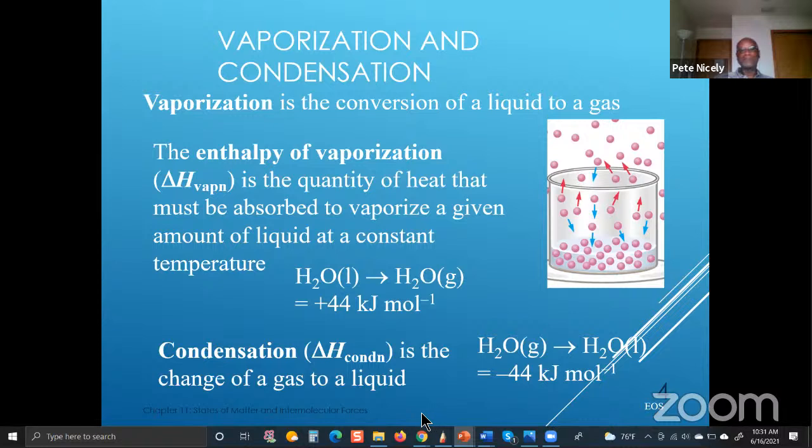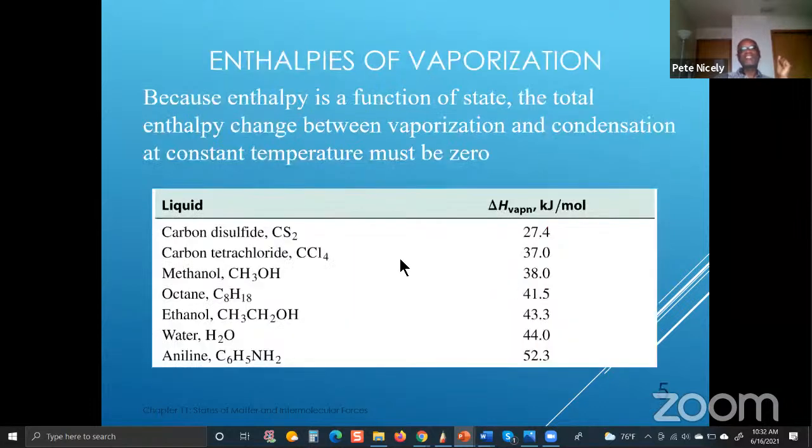And then we have the reverse of that, which is condensation, which of course corresponds to the enthalpy change when you have the gas converting to a liquid. The enthalpy for that would be, of course, negative, whatever the enthalpy of vaporization is. So for example, in the case of H2O gas converted to H2O liquid, the enthalpy of condensation would be minus 44 kilojoules per mole. And that, of course, is what you'd expect. Okay, so that's condensation and vaporization.